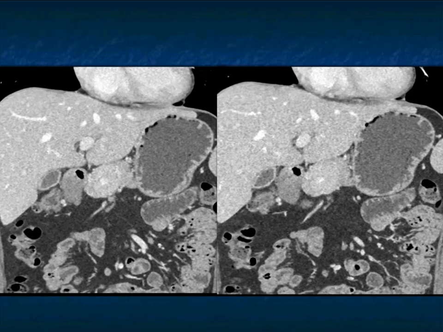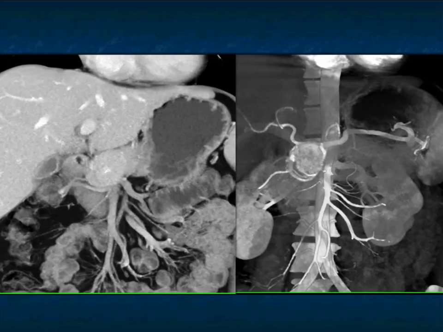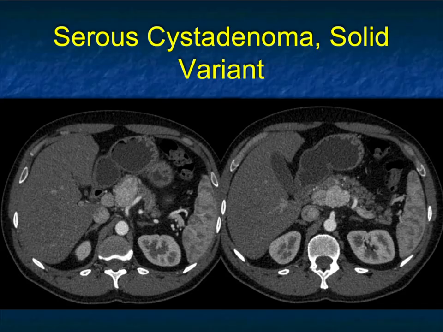But I don't know. It's kind of a tough case. Here it looks on the later phase more solid. Could there be some draping present? And this indeed was a serous cystadenoma.